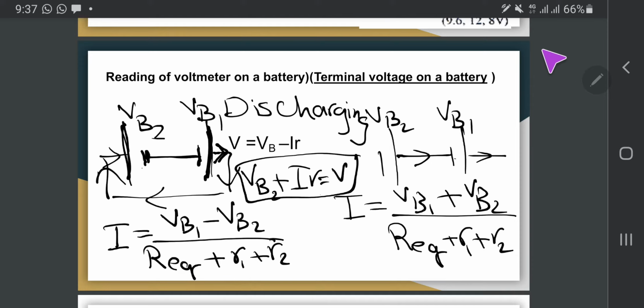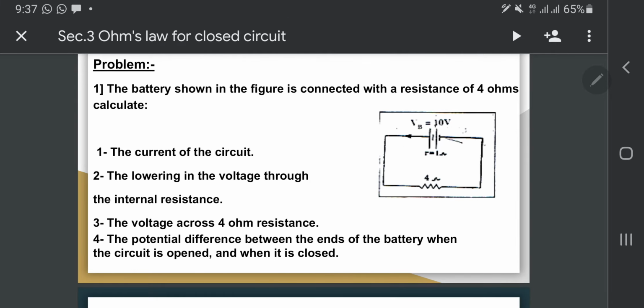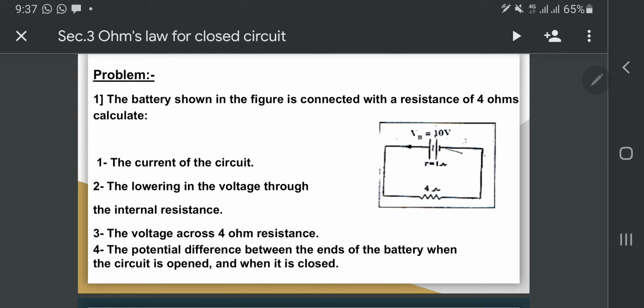Okay, now solve the problem. The battery shown in the figure is connected with a resistance of 4 ohm. Calculate the current intensity, calculate I. From what law? We said I equals VB over R equivalent plus R internal, because here there is one battery, so one VB. If two batteries have different polarity, VB plus VB; if same polarity, VB minus VB.